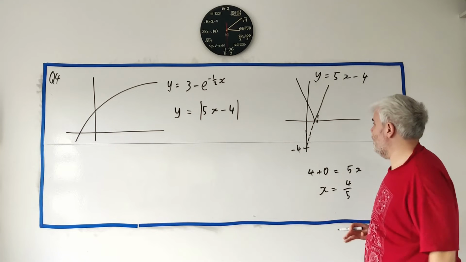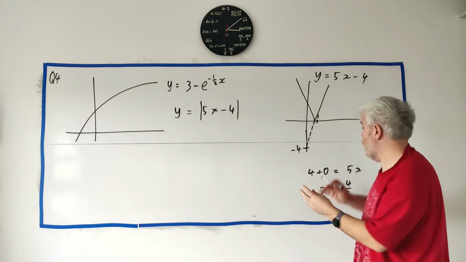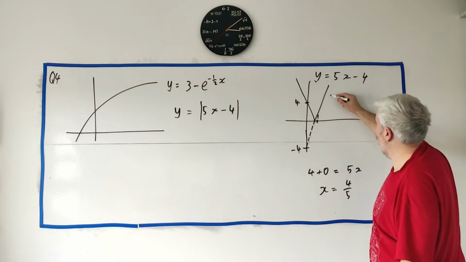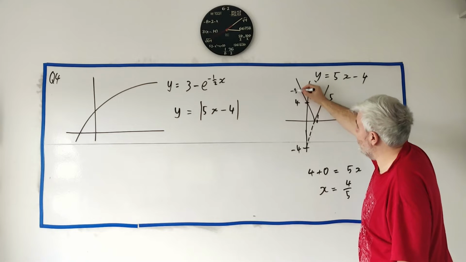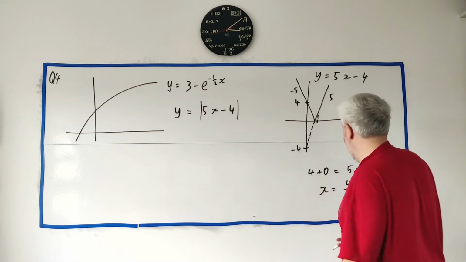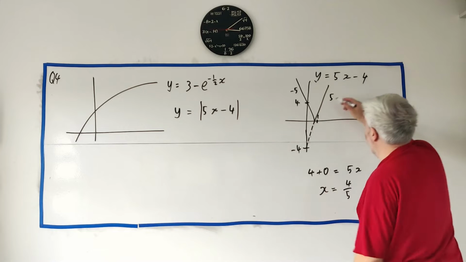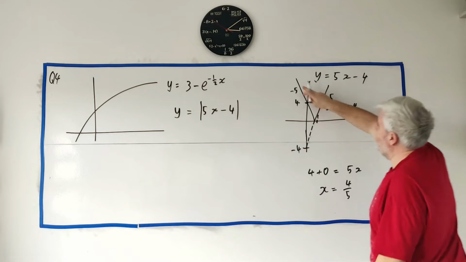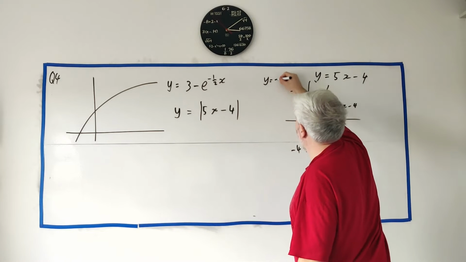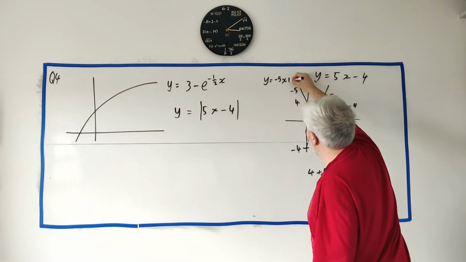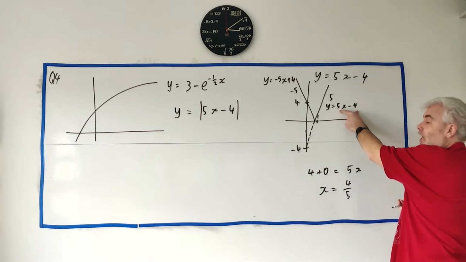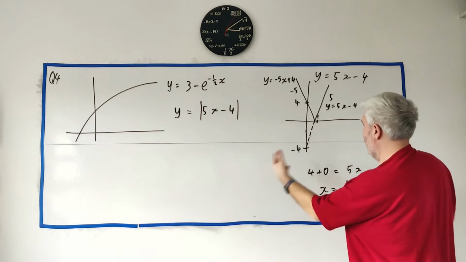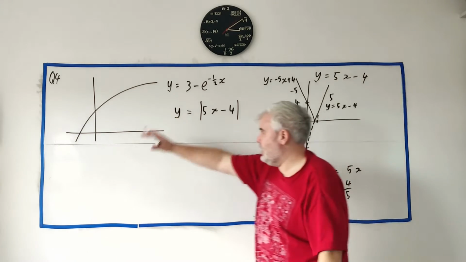There's a couple of ways we could do this line. One, we could just use symmetry. If it hits a minus 4, it must hit a plus 4. If it has a slope of 5, this slope must be minus 5. That's one way to look at it. Another way is just to say this line here is y equals 5x minus 4, and this line here is y equals minus 5x plus 4. It's just the opposite value of this guy, and ignore anything below the x-axis. Okay, so let's put that in here.